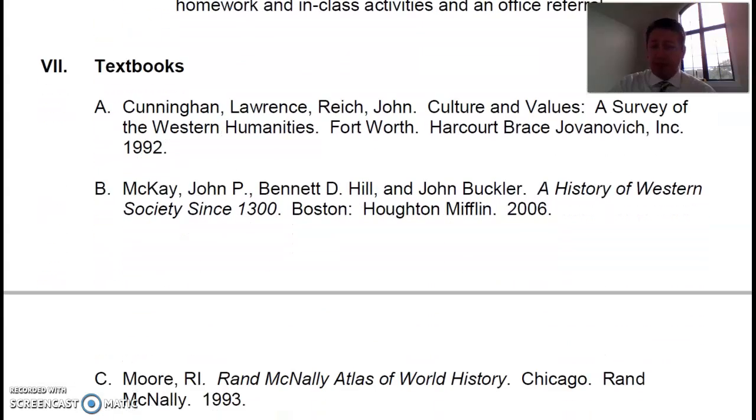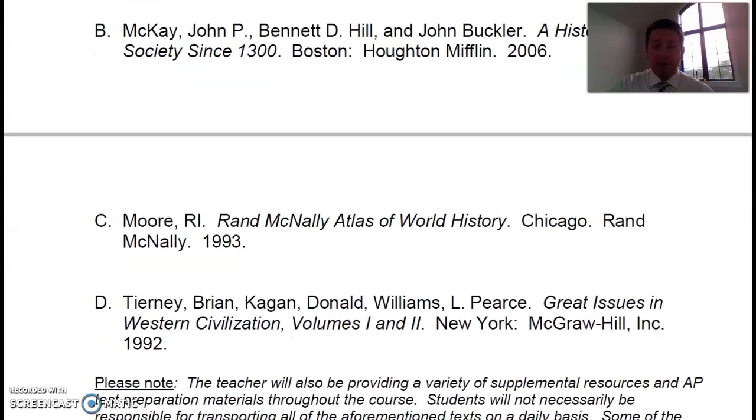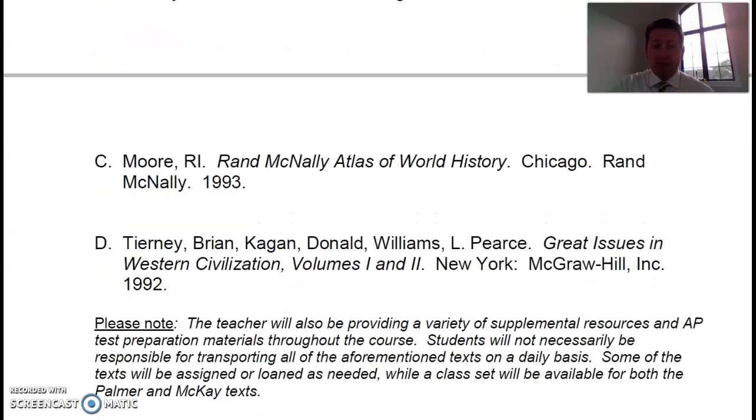You may have noticed already to this point that your son or daughter has been bringing home a number of books because we do have a variety of texts that we use. They have 2 that they keep in their possession, and the 2 that they keep are a history of Western society and a history of the modern world. As I put in the notes down below here, we do have classroom copies of those, so it's not necessary for them to carry them back and forth every day, although it's entirely up to them. If they prefer to use their own personal book, they can certainly do that.